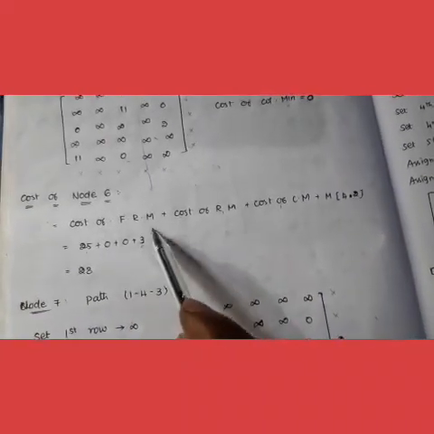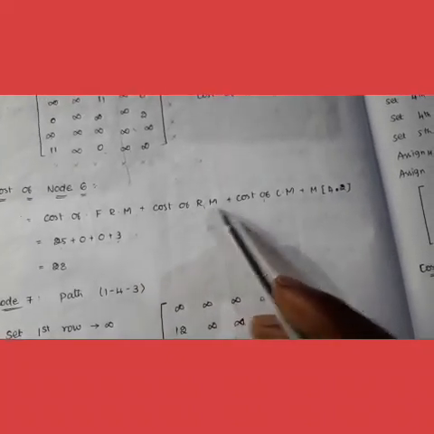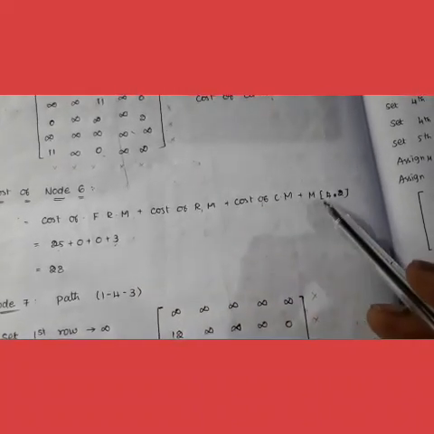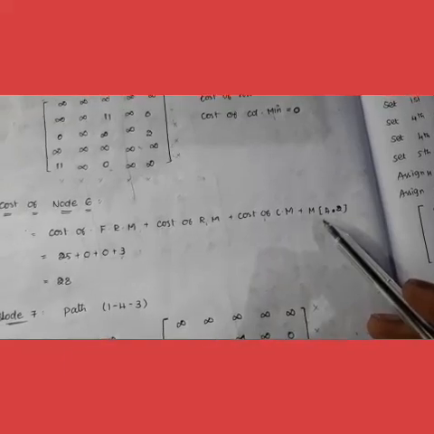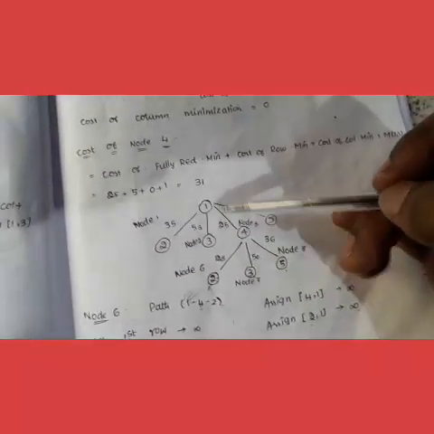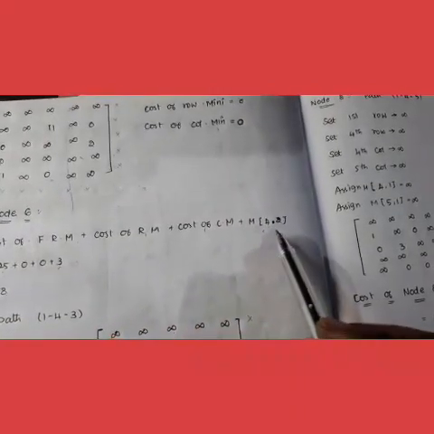So 0 and 0. At last, the cost of the fully reduced matrix plus the cost of row minimization plus the cost of column minimization plus the matrix value, since the path we are finding is 1 4 2. So for 1 4 2 you should take the matrix entry 4 comma 2. In the fully reduced matrix, the 4 comma 2 value, in the fourth row, is 3. So the 4 comma 2 is 3.